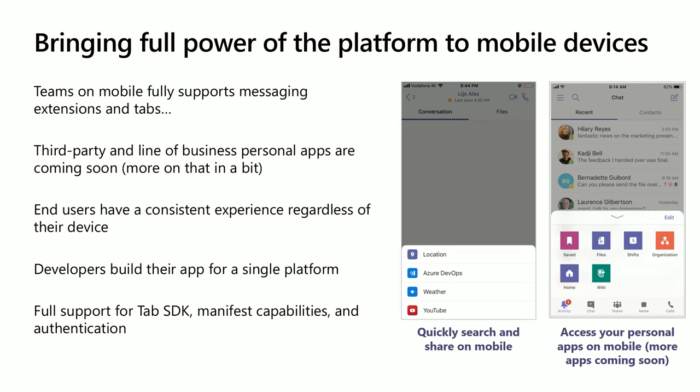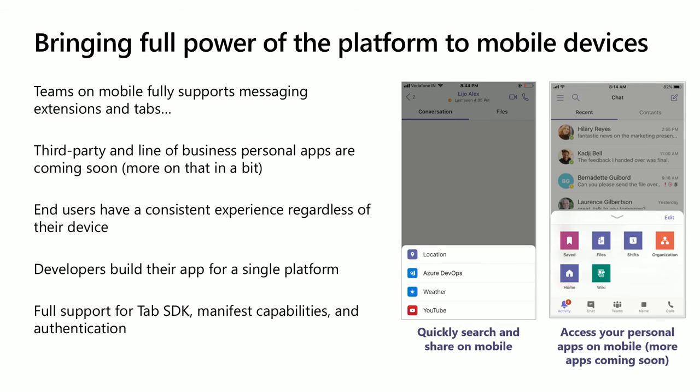Third-party and line of business apps are personal apps. So a personal app, remember I showed earlier when I launched Planner and pinned it to the left? That's what we call a personal app. And those are coming soon. I'll talk about that in just a sec. But the point is that end users can have a consistent experience no matter what device they use. And the apps are written once by developers, and they don't have to change their code to figure out what's going on in mobile.